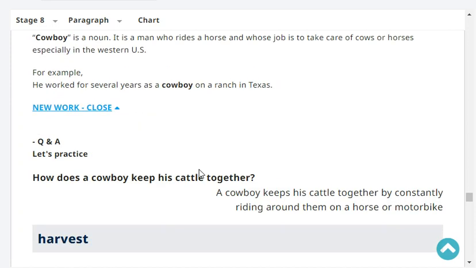Let's practice. How does a cowboy keep his cattle together? A cowboy keeps his cattle together by constantly riding around them on a horse or a motorbike. Very good.